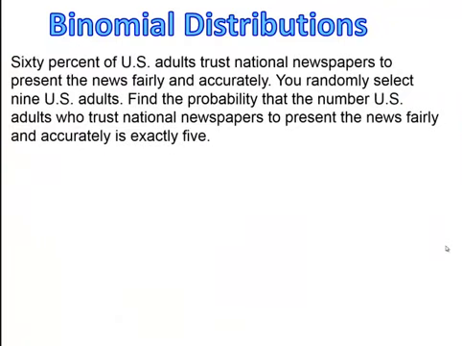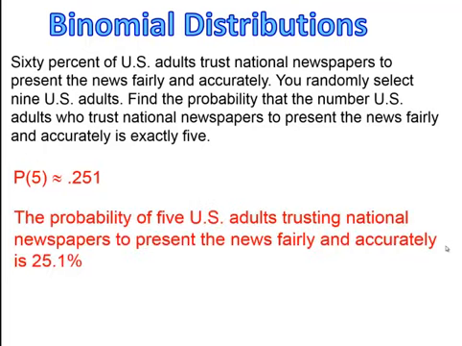Pause and try. So this one would be approximately 0.251. So the probability of 5 U.S. adults trusting national newspapers to present the news fairly and accurately is 25.1%.